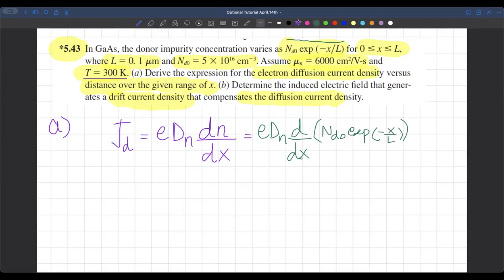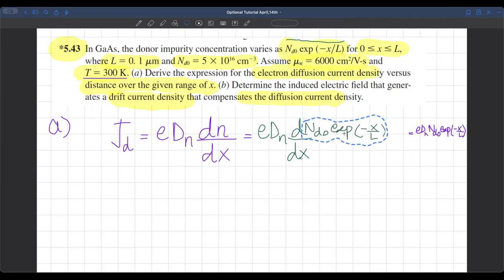So let's do it. E, D, N, and if I take the derivative, this thing stays here as a constant, and this thing is going to be exponential negative x over L, multiplied by negative 1 over L. So let me try that. That means now it is going to be negative 1 over L after taking the derivative.